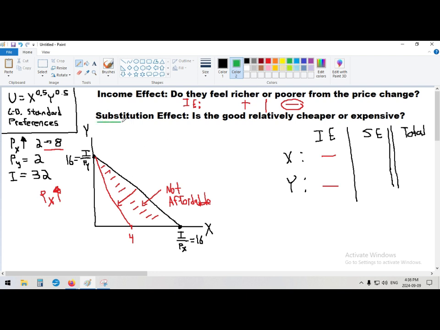And then for the substitution effect, you can answer it with this question here: is the good relatively cheaper? If it's cheaper, they're going to substitute into it, or is it going to be relatively expensive? To figure that out, you look at the slope. You can see the slope here is the negative ratio of prices, or negative relative prices. You can look at that mathematically, or you can just look at the graph here. You say, okay, the slope was here, and now it's down here. So you can see it's going to get steeper.